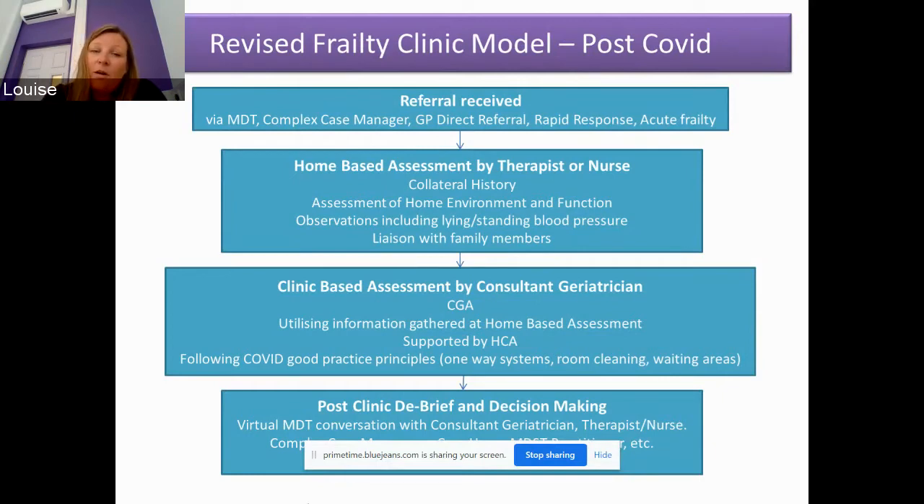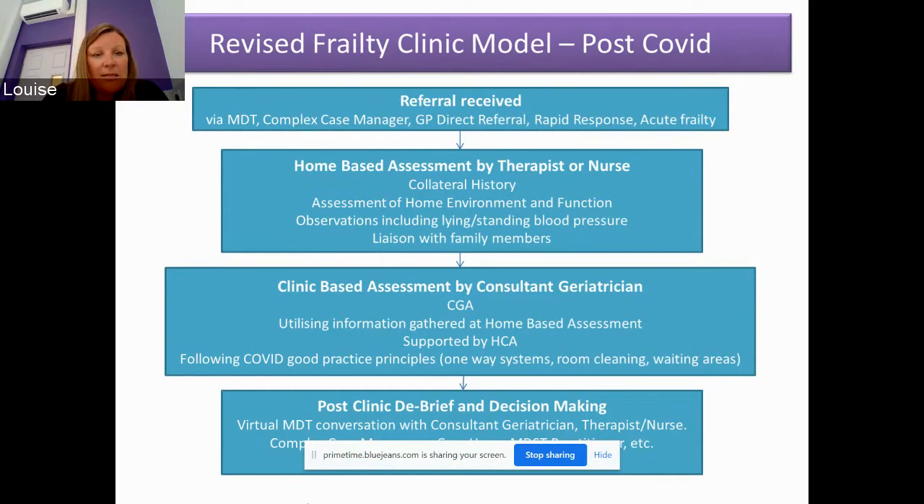That will then be followed up by a clinic-based assessment by the consultant geriatrician. The idea is that by having done that home-based assessment first, we can make that consultant geriatrician contact really streamlined, really focused, and of a minimal duration to limit the amount of time that each of these frail people is spending in a clinic setting.